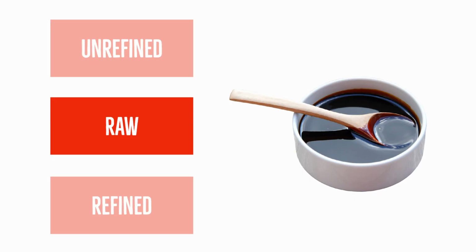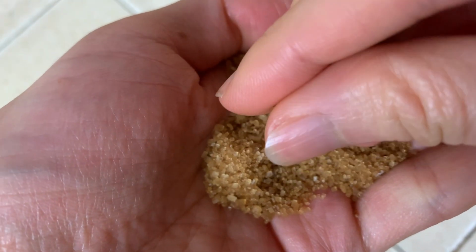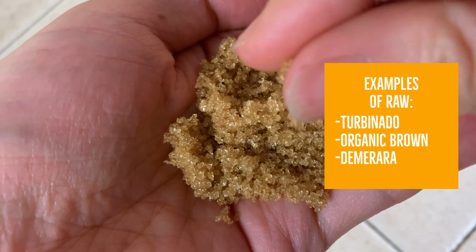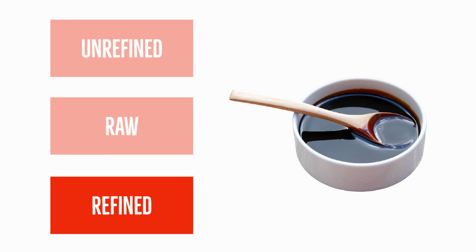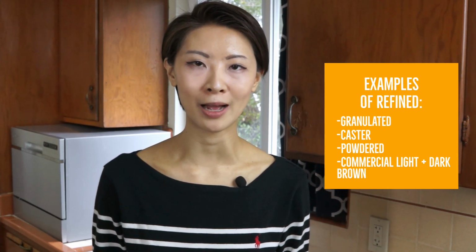Raw is more processed to get rid of most of the original molasses. You'll notice that raw sugars like turbinado and organic brown sugar are usually light to medium brown in color and somewhat coarse. Refined is highly processed so that all of the original molasses is stripped away. Anything that's white is refined, such as granulated and powdered sugar.